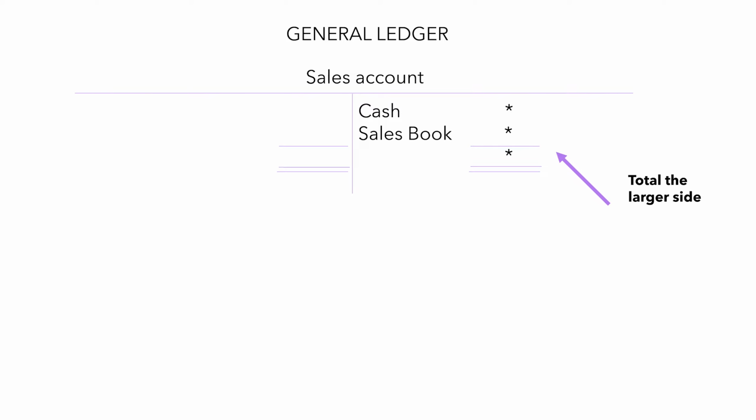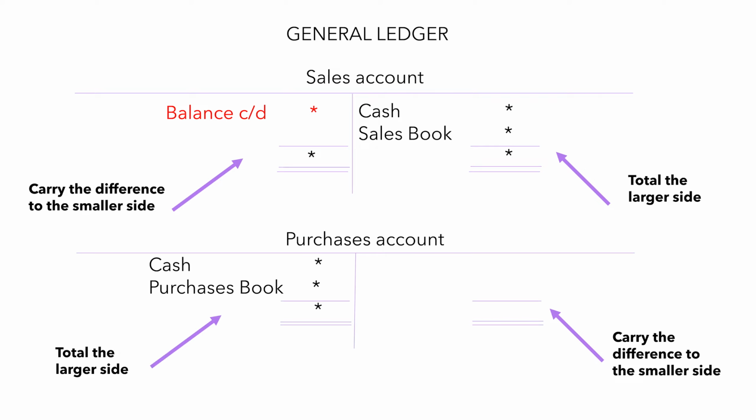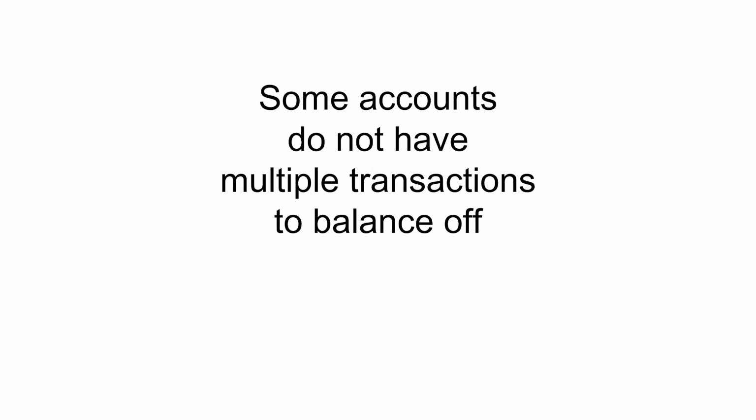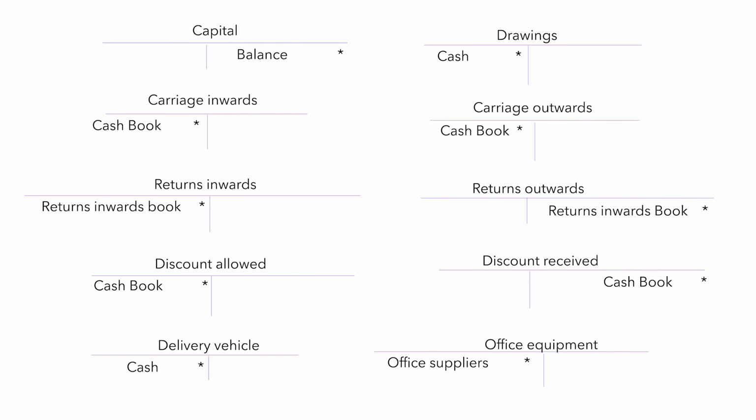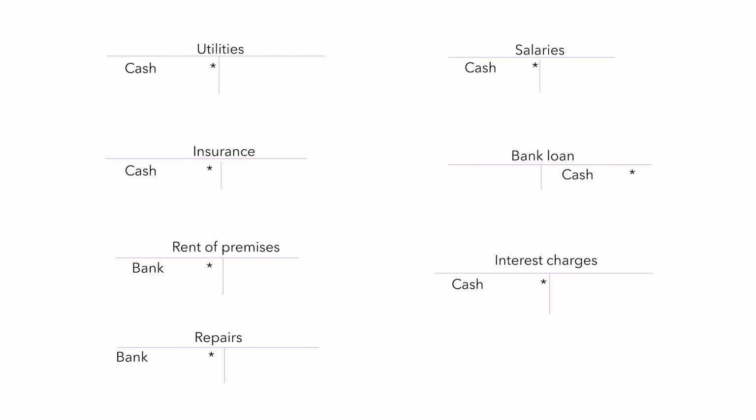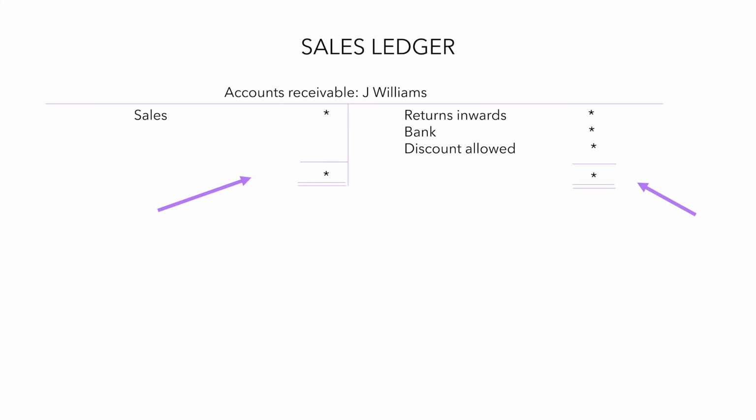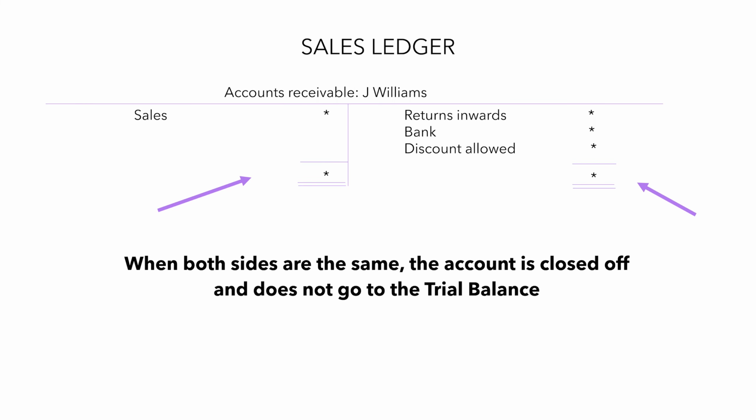Total the larger side. Carry the difference to the smaller side. Some accounts do not have multiple transactions to balance off. Sales ledger. When both sides are the same, the account is closed off and does not go to the trial balance.